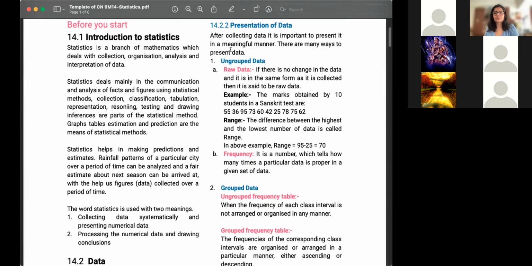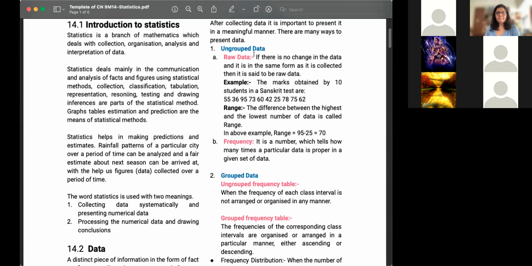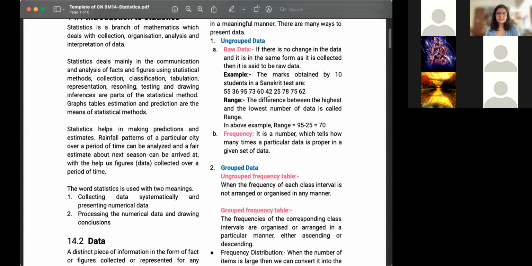Presentation of data. Data can be presented in different ways. If you have ungrouped data, like the median example I gave, this random set of numbers that I've taken is your ungrouped data because I haven't categorized it yet. I've just noted it down as it came. So this is raw ungrouped data. There is no change, the way you collect it, you just keep it. That's raw data.